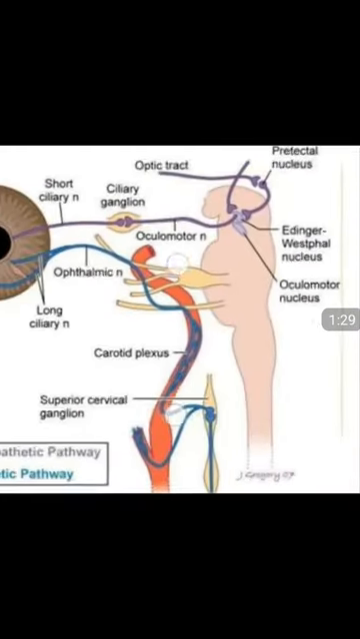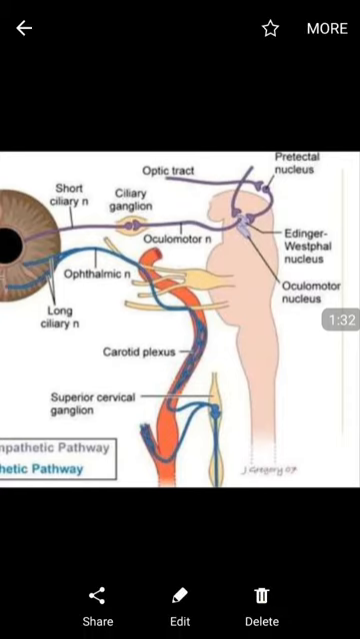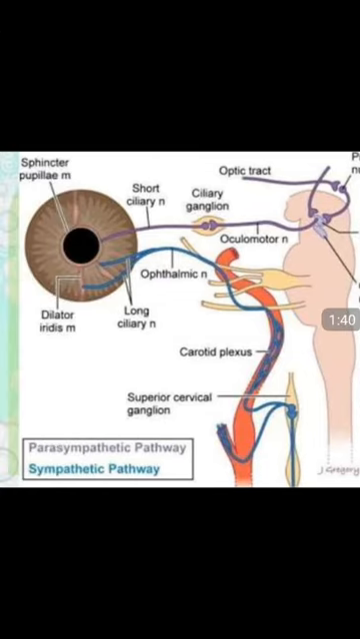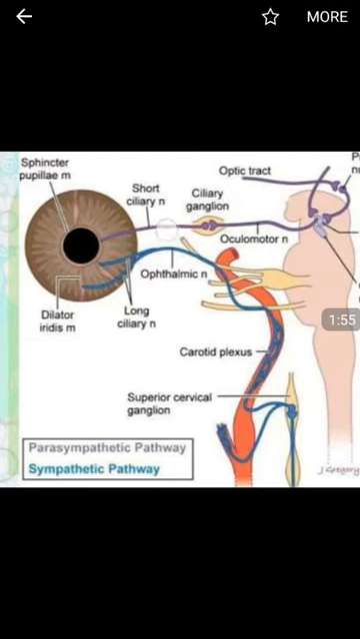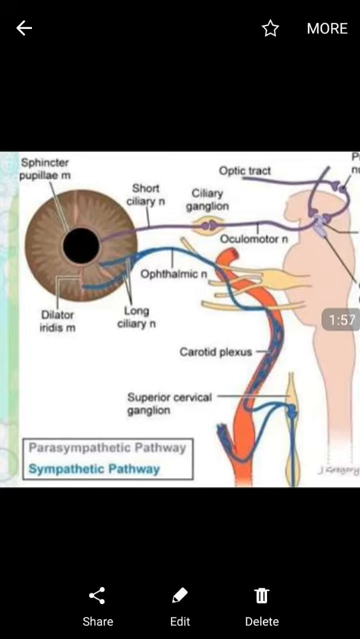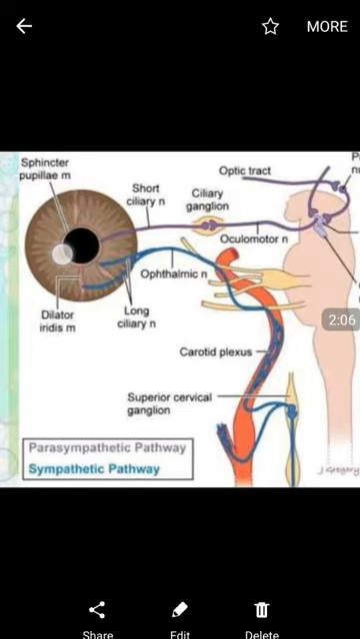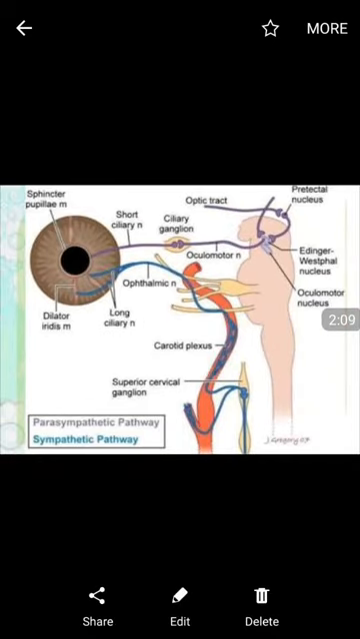So in case of Horner syndrome, there would be damage to the sympathetic fibers or sympathetic chain. As a result, there wouldn't be any sympathetic fibers, so the dilator pupillae would be paralyzed. When the dilator pupillae is paralyzed, the constrictor pupillae is unchecked or unbalanced. So the balance between these two forces, or two different nervous systems, would be lost. As a result, the pupil would be constricted. So this is the reason why in Horner syndrome, there is constriction of the pupil instead of dilatation.